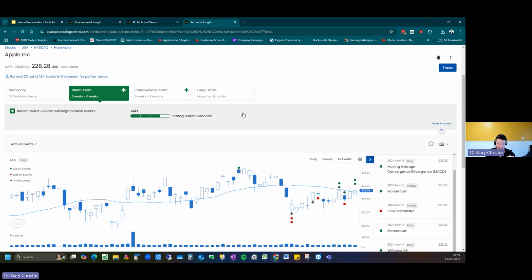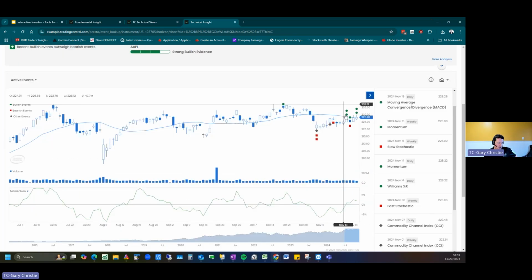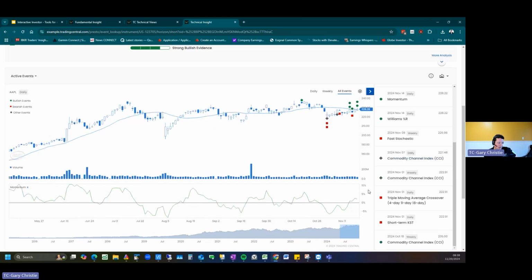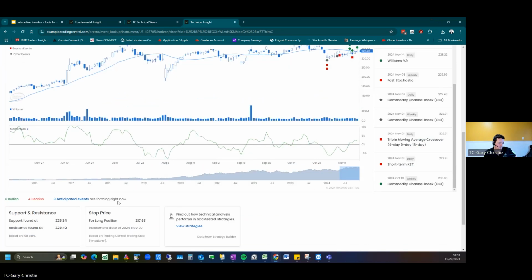And we can see a quick summary, right? Again, we're trying to bring you the power of AI and bring all the data in front of you as fast as possible to make a decision as soon as possible. So what we're looking at here is Apple has strong bullish evidence outweighing bearish events. And we're just adding them all up, right? To see, and it has to be recent, 6 bullish versus 4 bearish right now.